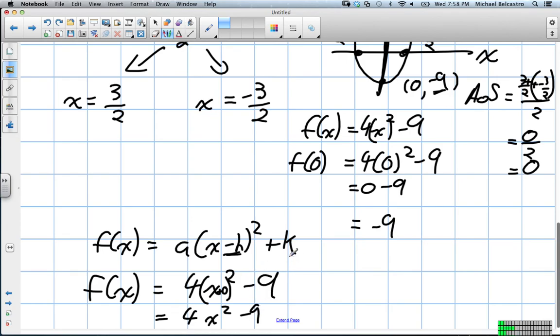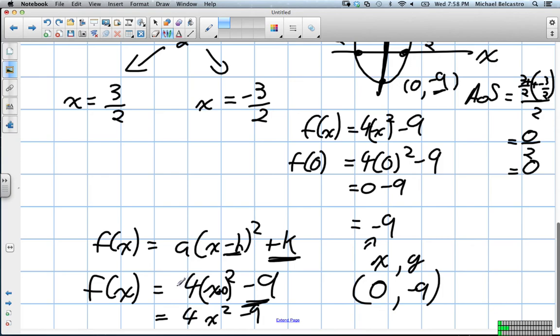So what is my k value in this question? Negative 9, right? So I know x and y. For my vertex, my y value is going to be negative 9, which we technically found before. And because there's no number in that bracket, we assume it's 0. So now we already have the vertex without doing any of that work.